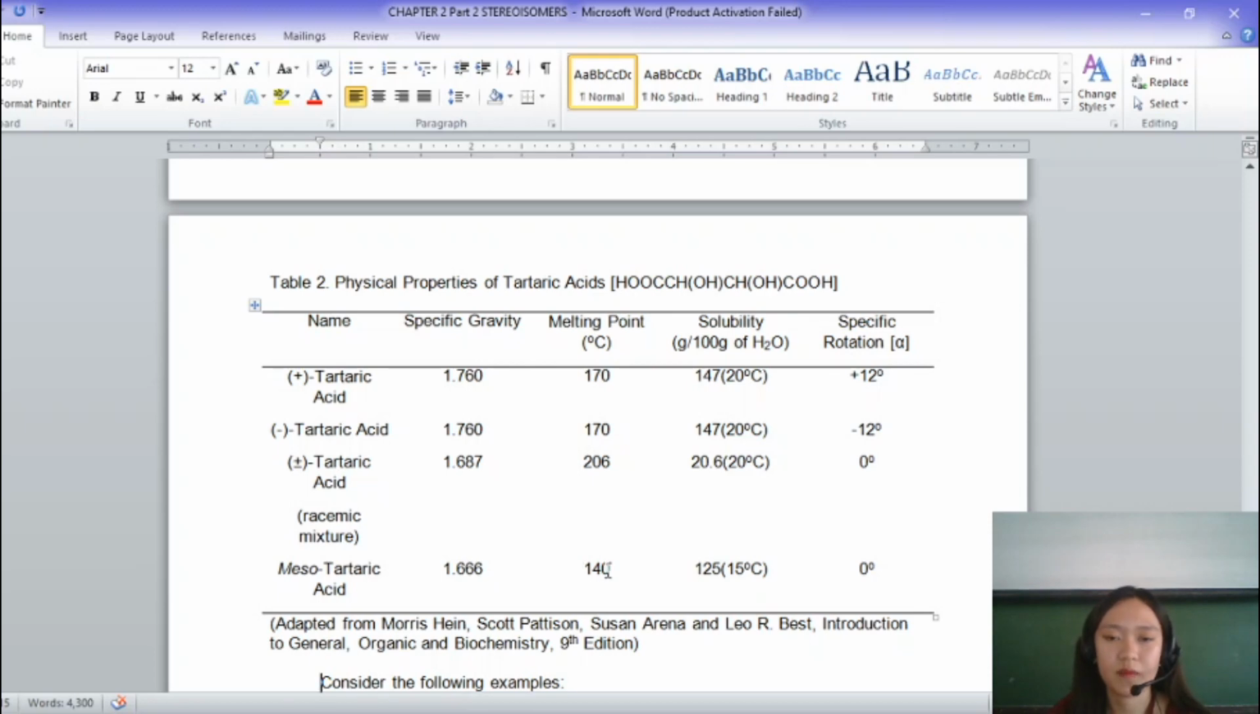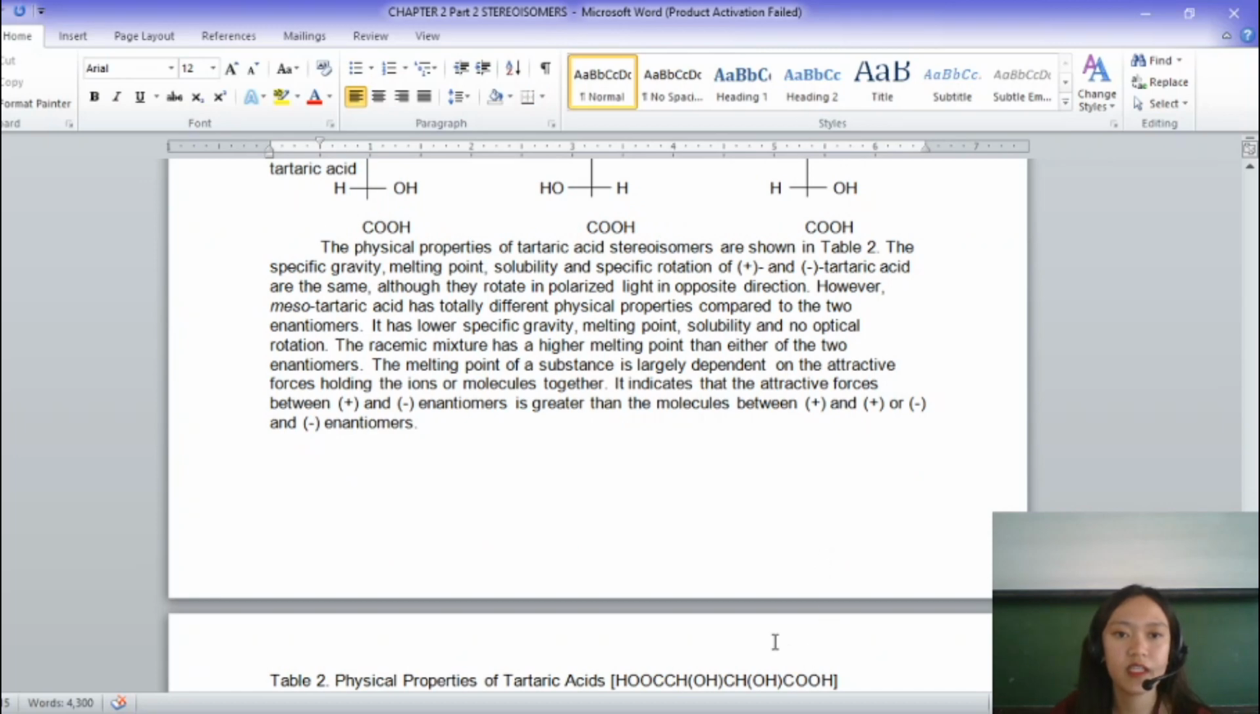Mababa rin ang kanyang melting point and ang kanyang solubility ay hindi pareho doon sa sample natin na enantiomers. And also, since your meso compounds are optically inactive, so 0 degrees. Wala silang degree of rotation. On the other hand, racemic mixtures has the higher melting point than either of the two enantiomers.